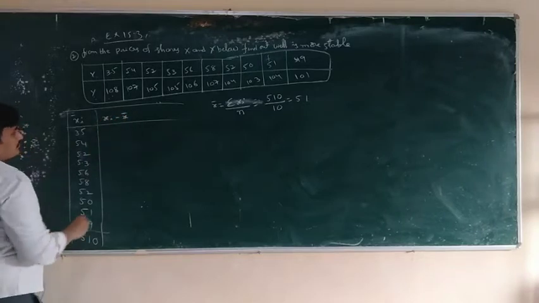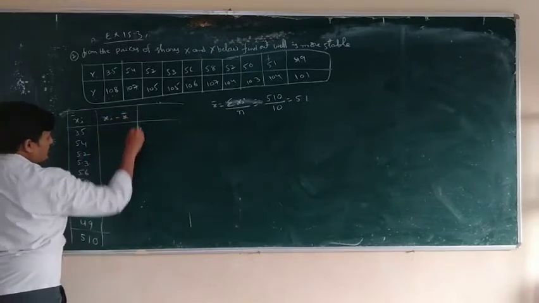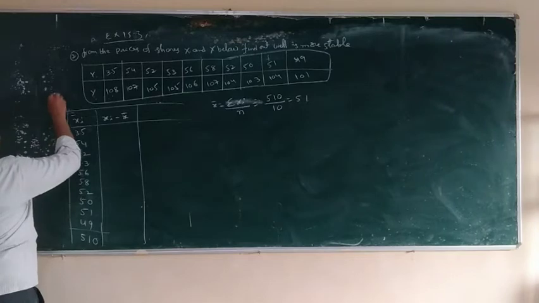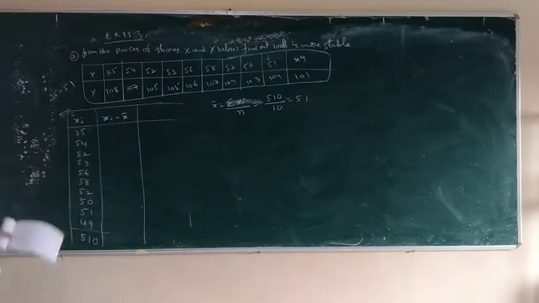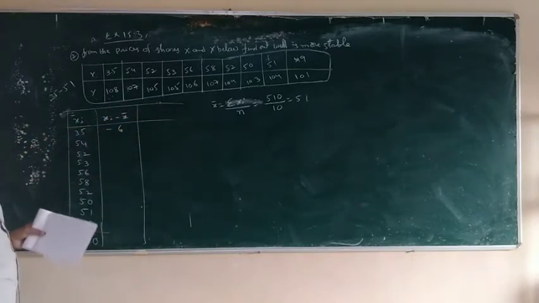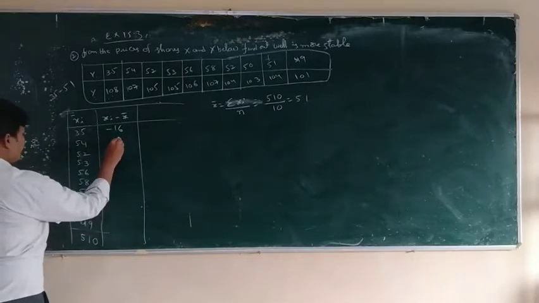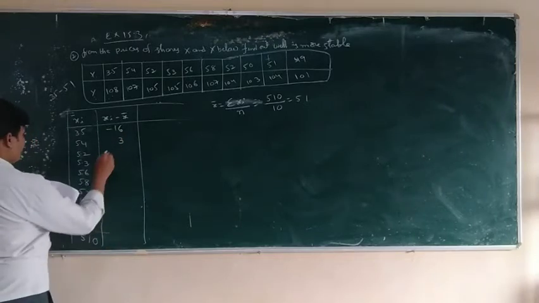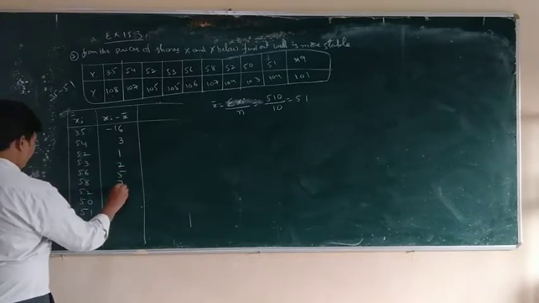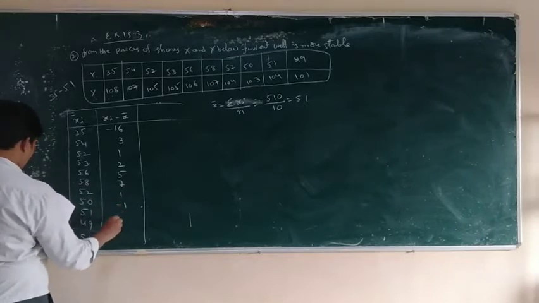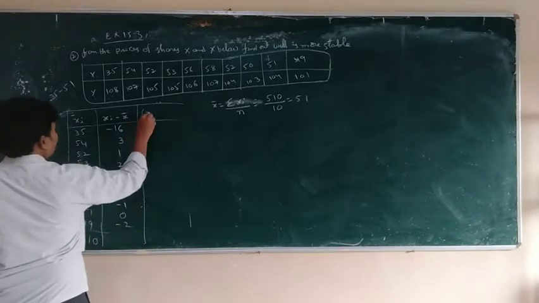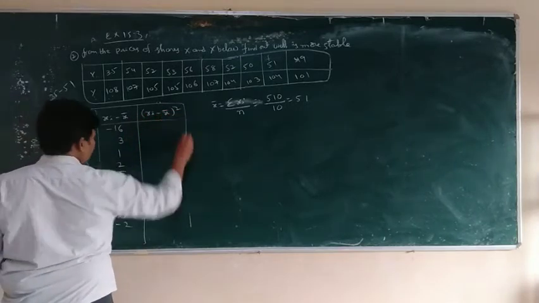Next, xi minus x bar. Xi minus x bar, where x bar is equal to 51. 35 minus 51 is minus 16. This is xi, and x bar is equal to 51. So the deviations are minus 16, 3, 1, 2, 5, 7, 1, minus 1, 0, minus 2.